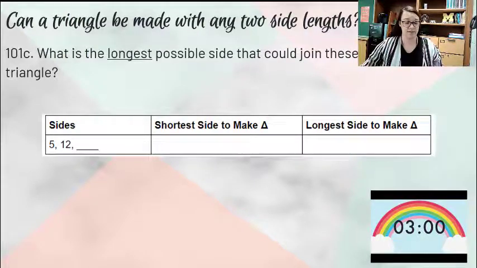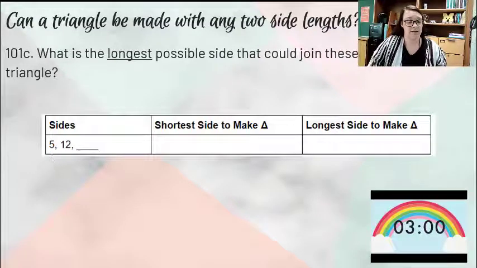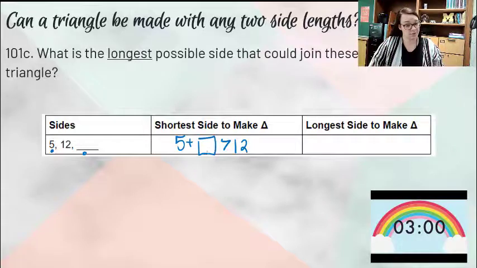All right, let's see how we did. So if we have the shortest side possible, then that means that 5 and this side were the shortest. So 5 plus something has to be bigger than 12. That last number would have had to have been 8. So in this one, the shortest side possible was 8.